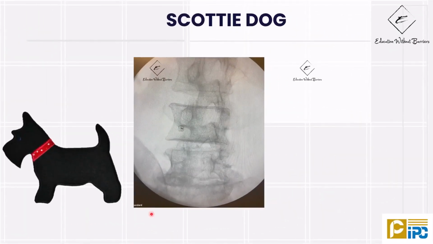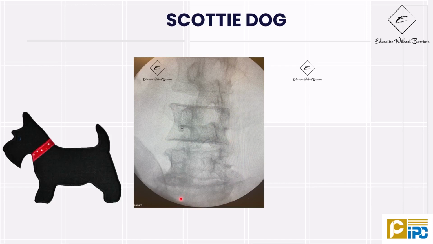So once you've counted your levels and squared the end plates, look at this vertebra. By squaring of the end plates, I mean there's only one line at the end plate. Can you see that? Look at this vertebra. There are two lines I can see. So this end plate is not squared, whereas this end plate is squared and this end plate is also squared.